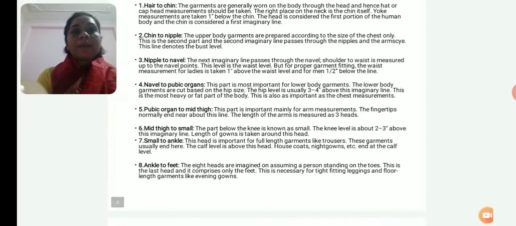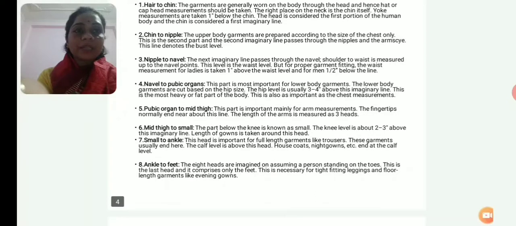Fifth is pubic organ to mid thigh. This part is important mainly for arm measurement. The fingertips normally end near about this line. The length of the arms is measured as 3 heads.